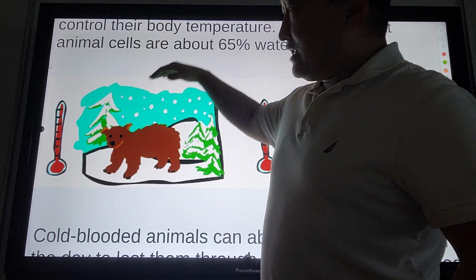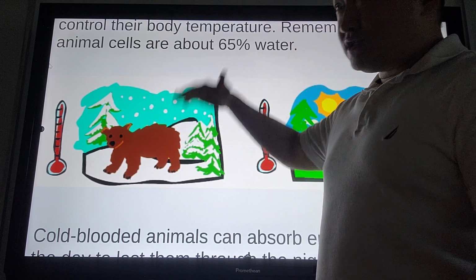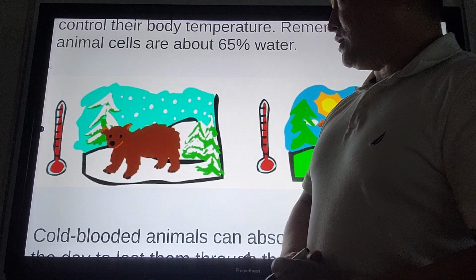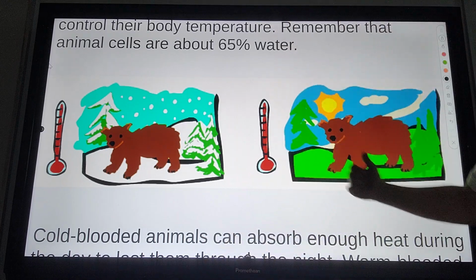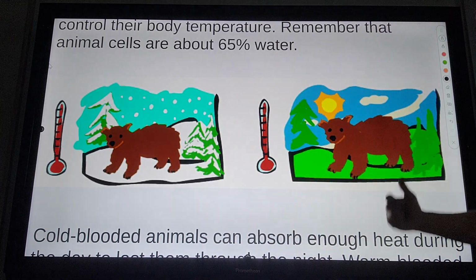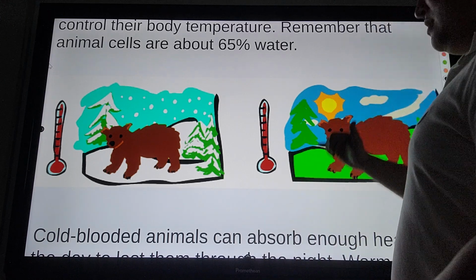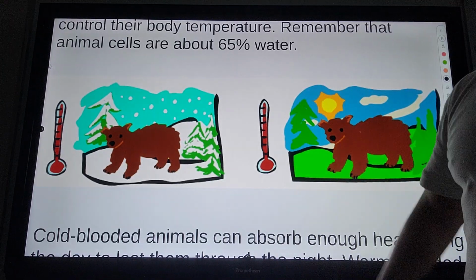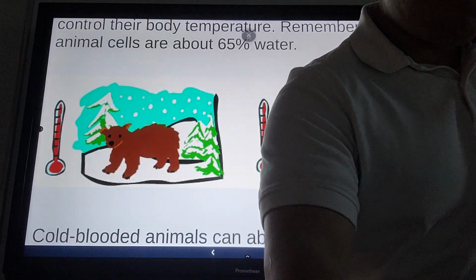It can absorb all that heat from the sun during the day, and the water temperature in that organism is not going to change much. And same thing when it gets really, really hot, it can stay in a cool environment and be able to survive that heat of the day, because again that water temperature is not going to change very easily. All right.